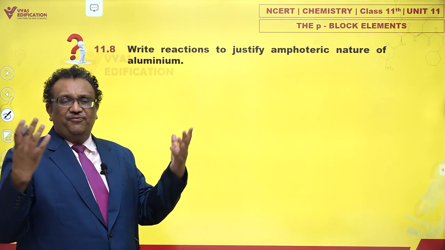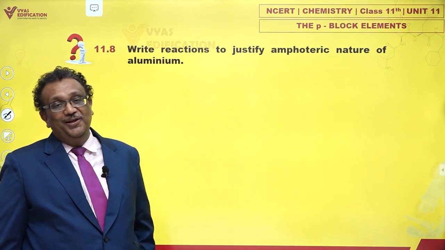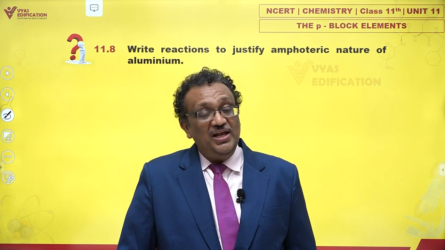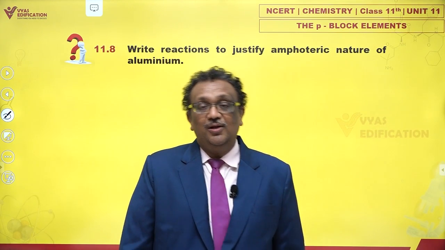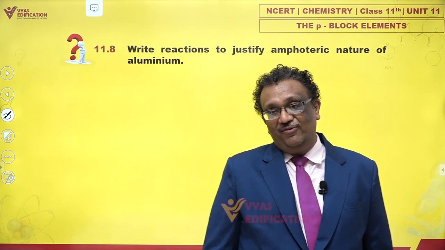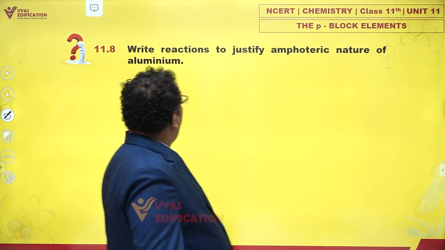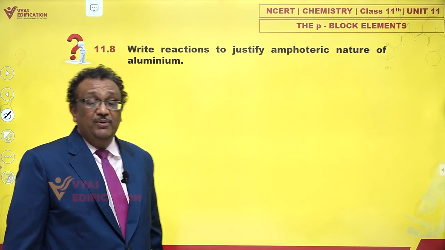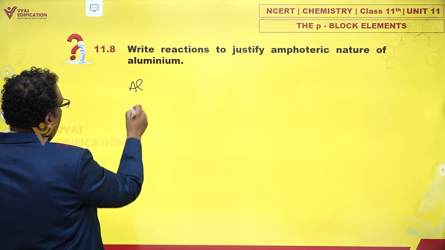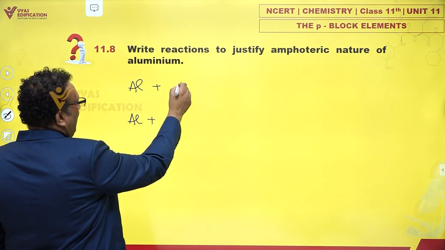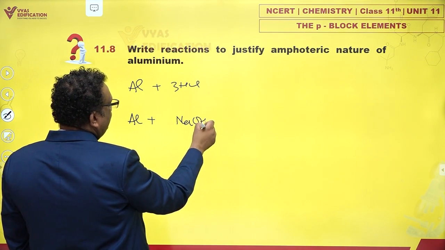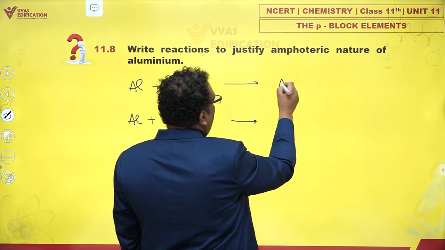Write reactions to justify the amphoteric nature of aluminium. Aluminium is a wonderful substance. Does it show amphoteric nature? Yes. And how does aluminium metal react with acids as well as bases? Aluminium oxide also can react with acids as well as bases. They have asked us the amphoteric nature of not aluminium oxide but metallic aluminium. So let me show you that aluminium can react with acids very well, and can it react with a base very well.